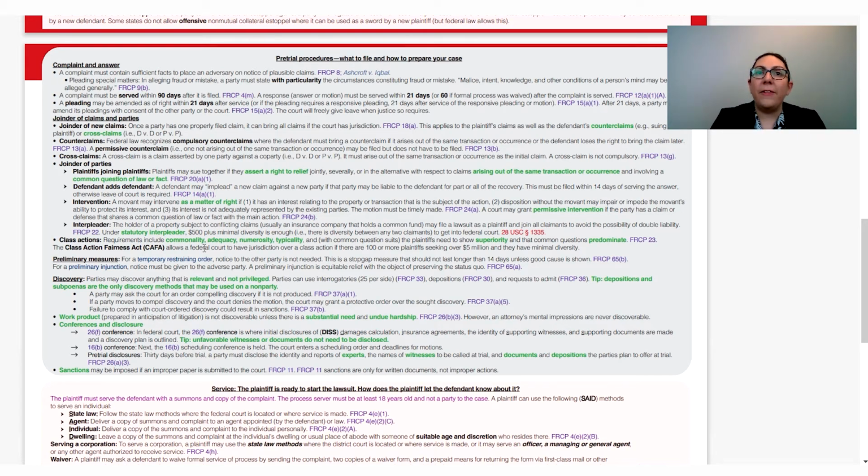Intervention is a tool that outside third parties will use when they hear about a lawsuit and they say, you know what? I have an interest in that lawsuit. I want the court to hear my side of the story too. So they file a motion to intervene in the lawsuit, usually as a plaintiff. So intervention is proper as a matter of right, meaning that the court cannot say no if the party that hears about the lawsuit has an interest in the lawsuit that is not currently adequately protected.